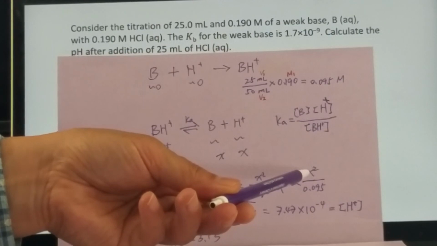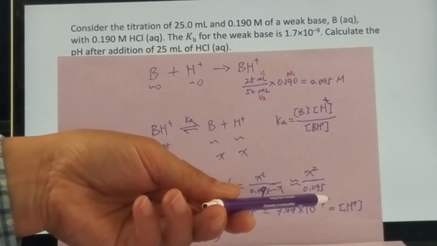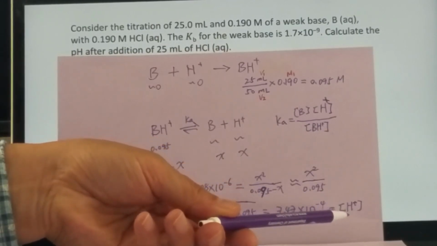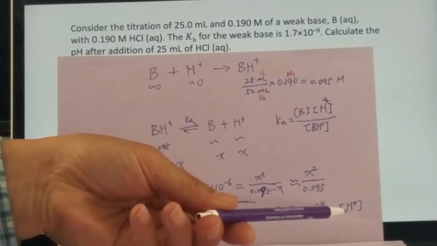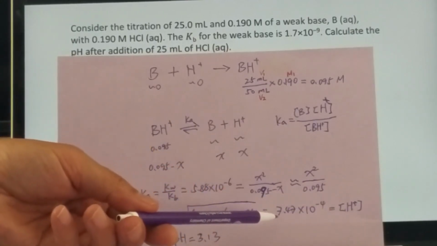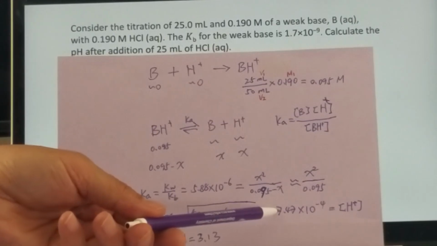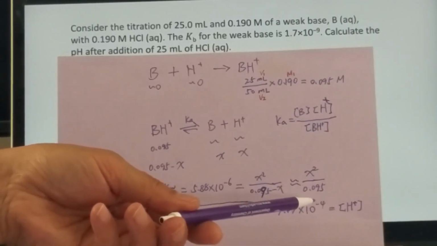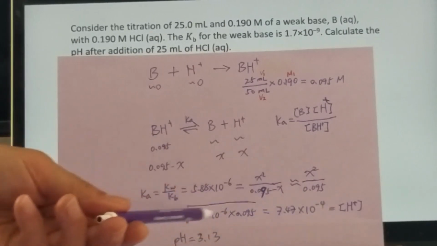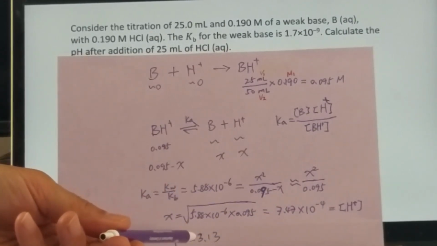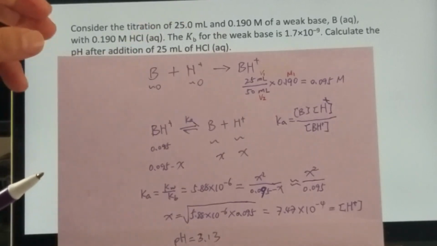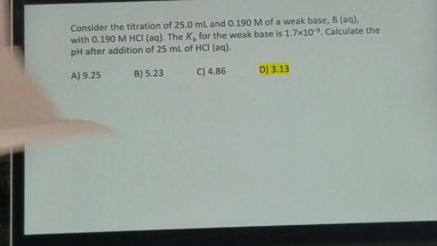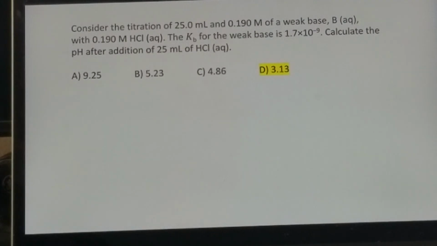Then you should be able to solve for X, which is the hydrogen ion concentration. And then you take the negative log of this, 7.47 times 10 to the negative 4. That should be the pH, 3.13. And choice D is the correct answer. That's it for this question.